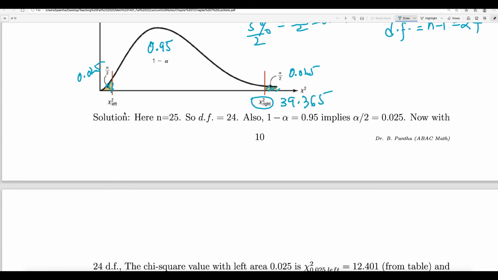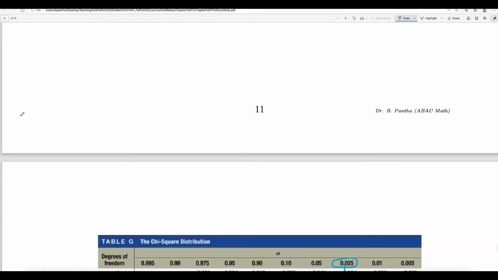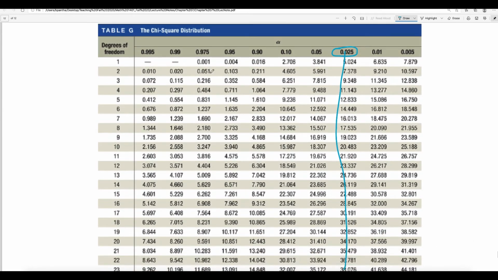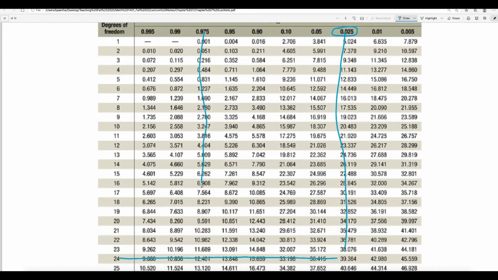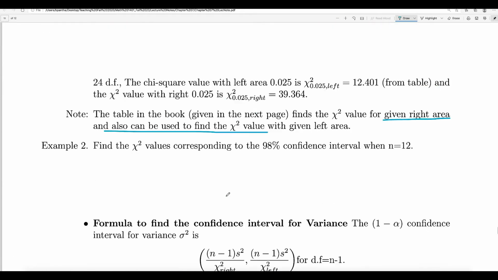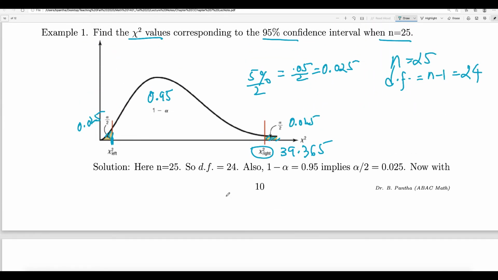39.364. Now, to find the chi-square left, we need the total area right of this number, because the chi-square table needs the right area. So 0.95 plus 0.025 will be 0.975. The right area will be 0.975 and 24 degrees of freedom. See, this is 0.975 and 24 degrees of freedom, which is 12.401. So this value will be 12.401.